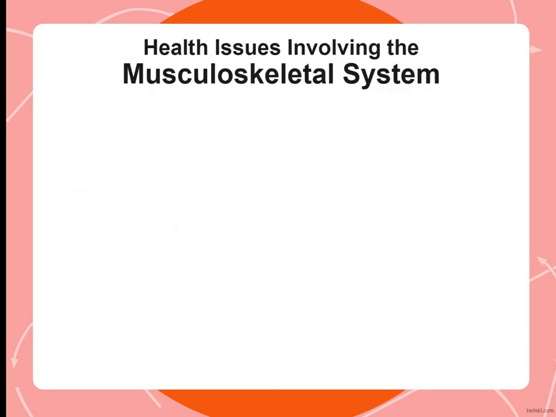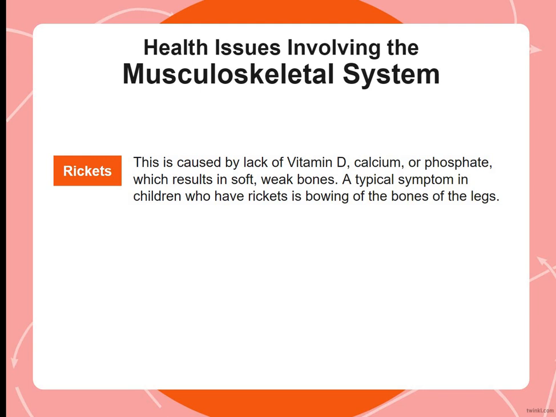What are the health issues involving the musculoskeletal system? First, I have rickets. This is caused by the lack of vitamin D, calcium, or phosphate, which results in soft, weak bones. A typical symptom in children who have rickets is the bowing of the bones of the leg.